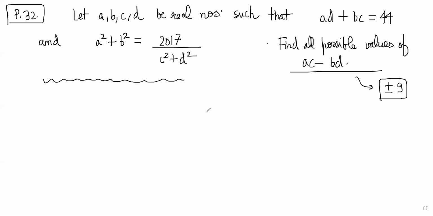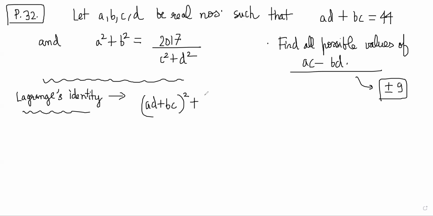Okay, it's the correct approach, but it seems like you don't know that there is an identity called Lagrange's identity. No sir, I don't have any idea about this. So if anybody else also doesn't know this identity, it's a very important and very easy to prove identity. It says (AD plus BC) whole square plus (AC minus BD) whole square is equal to (A square plus B square) times (C square plus D square), which is what you have done.